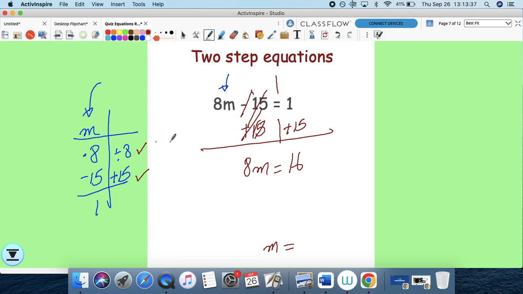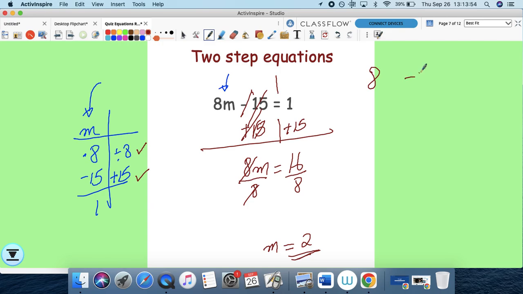Second step says divide by 8. So I'm going to take this, divide by 8, and take this, divide by 8. 8 divided by 8 is 1. 1 times m is 1m. You can write 1m if you like, but we don't really need it. And then 16 divided by 8 is 2. So that number that will make this equation true, apparently, is 2.